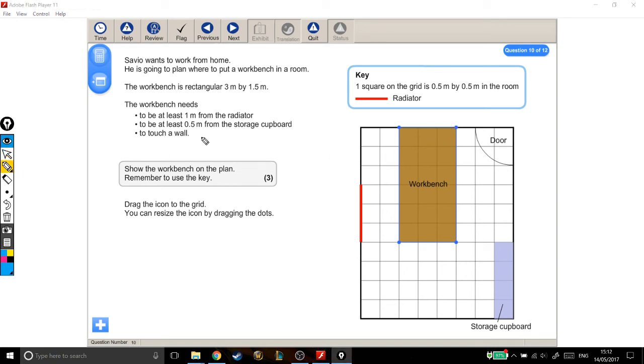Let's just check through those criteria again. It needs to be 3 meters wide, or deep. 0.5, 1, 1.5, 2, 2.5, 3, so that's fine. And 1.5 meters wide, 0.5, 1, 1.5. Good. It needs to be at least 1 meter from the radiator. Well, that's 0.5, 1 meter, that's alright. 0.5 meters from the storage cupboard, well, that would be only 1 square, and it's 2 squares away, so that's fine. And it's touching a wall. So that's it. That's all you need to do for 3 marks.